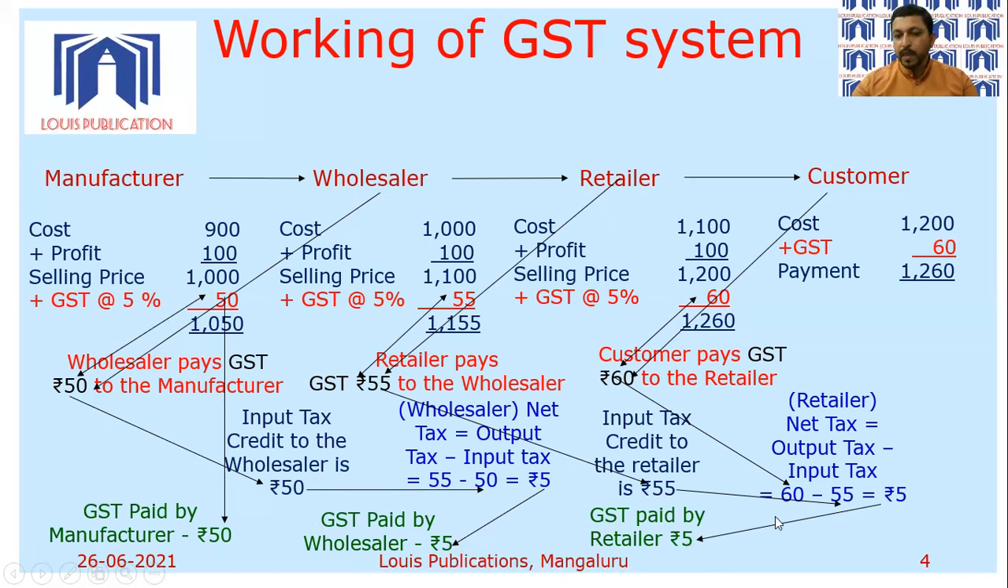So total GST payable will be 50 rupees by the manufacturer, 5 rupees by the wholesaler, and 5 rupees by the retailer. And the total amount is 60 rupees, which will be paid. And this 60 rupees is nothing but the amount of GST paid by the customer to the retailer. So when the customer is paying 60 rupees, that is all covered, 50 by the manufacturer, 5 rupees by the wholesaler, and 5 rupees by the retailer put together.